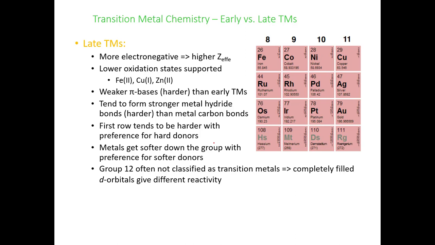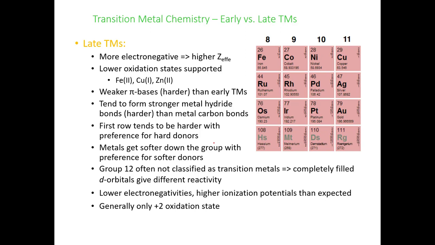With respect to group 12, sometimes these elements are not classified as transition metals because they have completely filled d orbitals, so they have somewhat different reactivity. They have lower electronegativities, higher ionization potentials than would be expected for most of the rest of the transition metals. Moreover, they almost always adopt the +2 oxidation state, except for mercury. They behave a lot more like late transition metals, though, in their reactivity, as opposed to early transition metals.